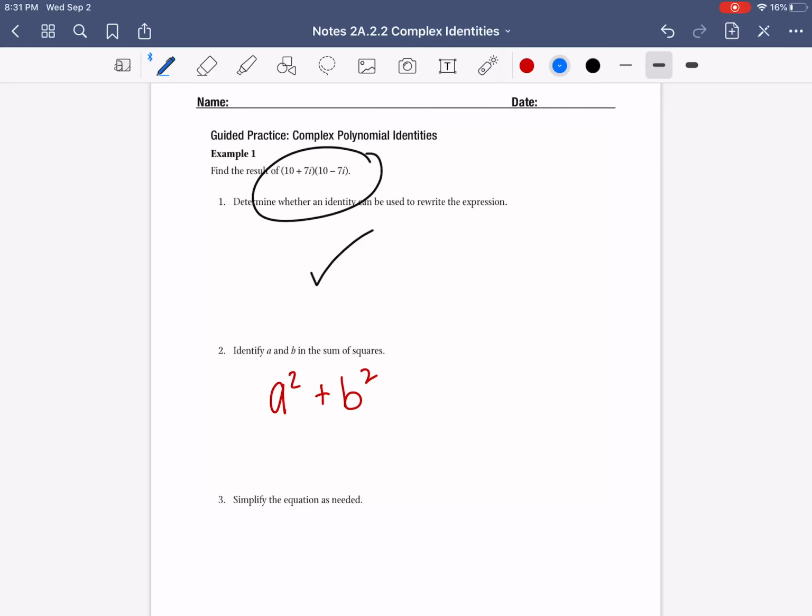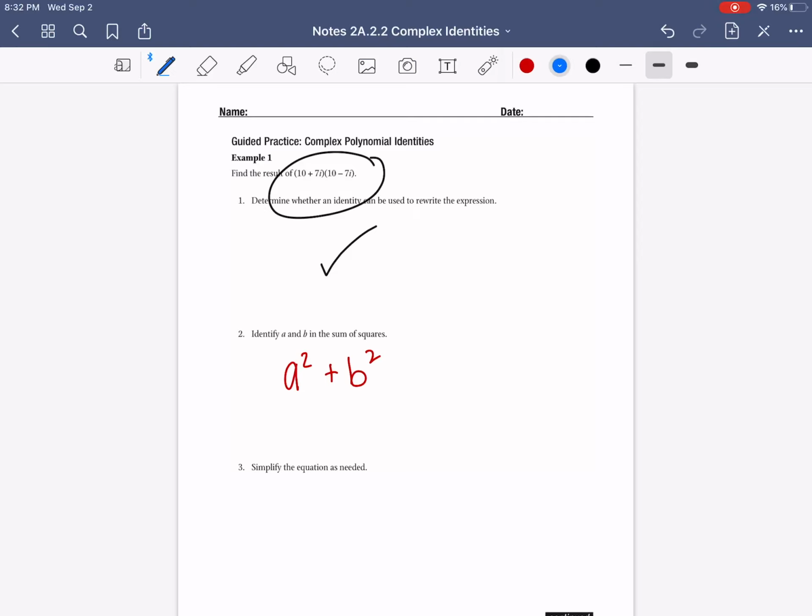B is the number in front of your imaginary piece. So A in this problem is 10, so we're going to take 10 and square it. B is not with the I. B is just whatever number is in front of your I. So it's 7, and we're going to square that. So 10 squared is 100, 7 squared is 49, and we get 149.